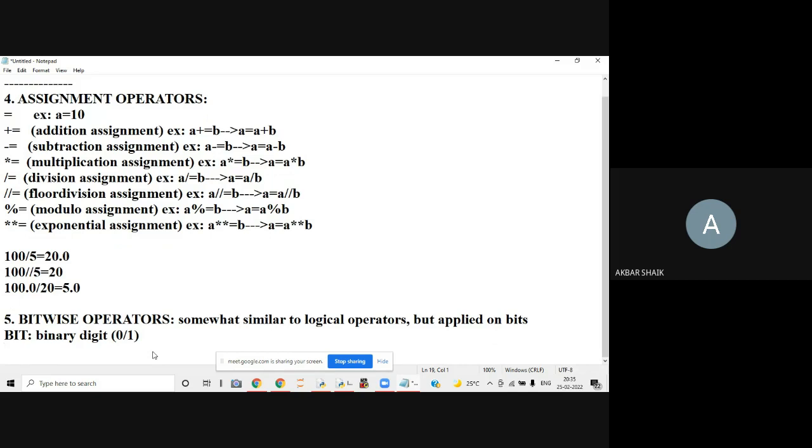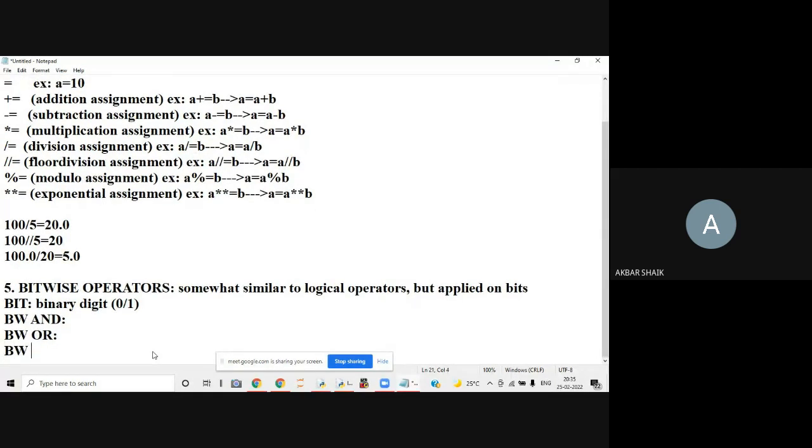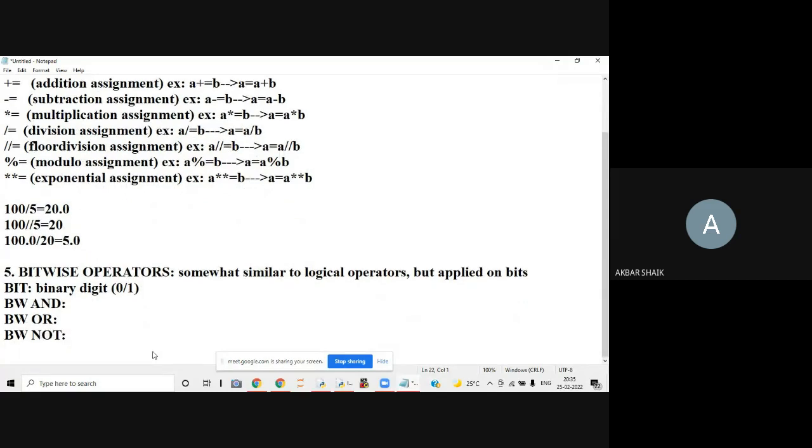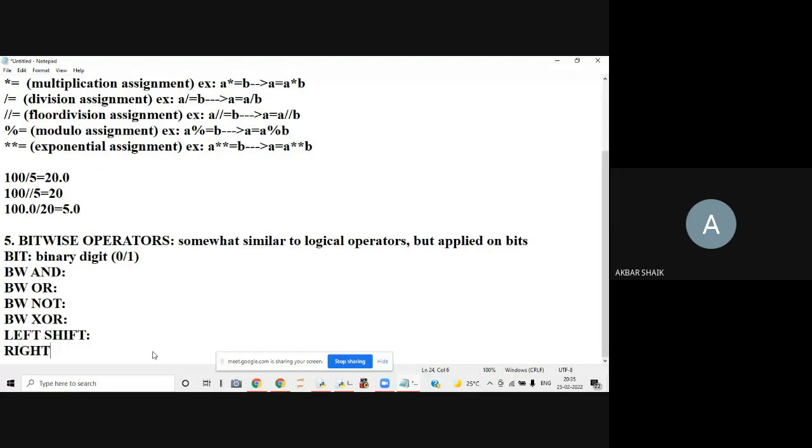First operator is bitwise AND. Next is bitwise OR. Next is bitwise NOT. Next is bitwise XOR. Next is left shift. Next is right shift. These all are bitwise operators. Okay, I'll write the symbols also.